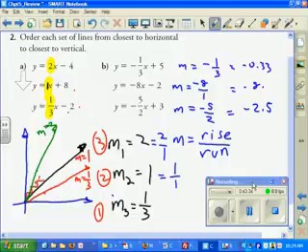So the most horizontal is the first one, and the most vertical is the second. But the third one's still a little vertical, right? The third one is vertical, but not as much as the middle one.